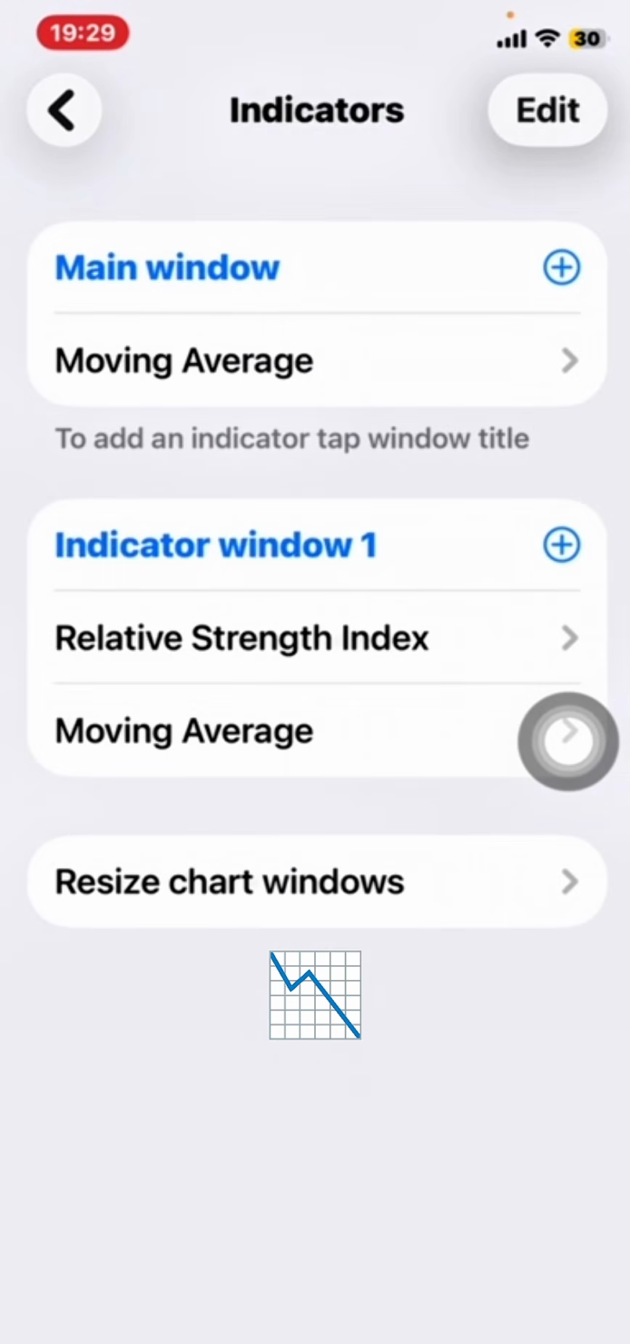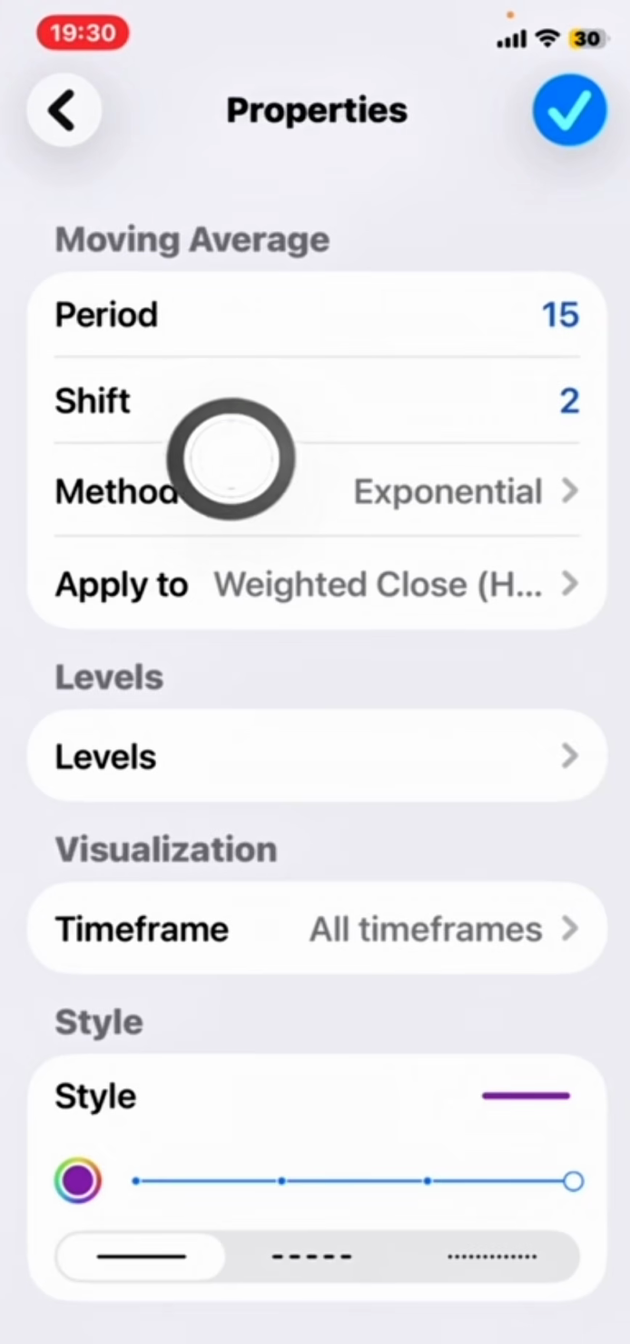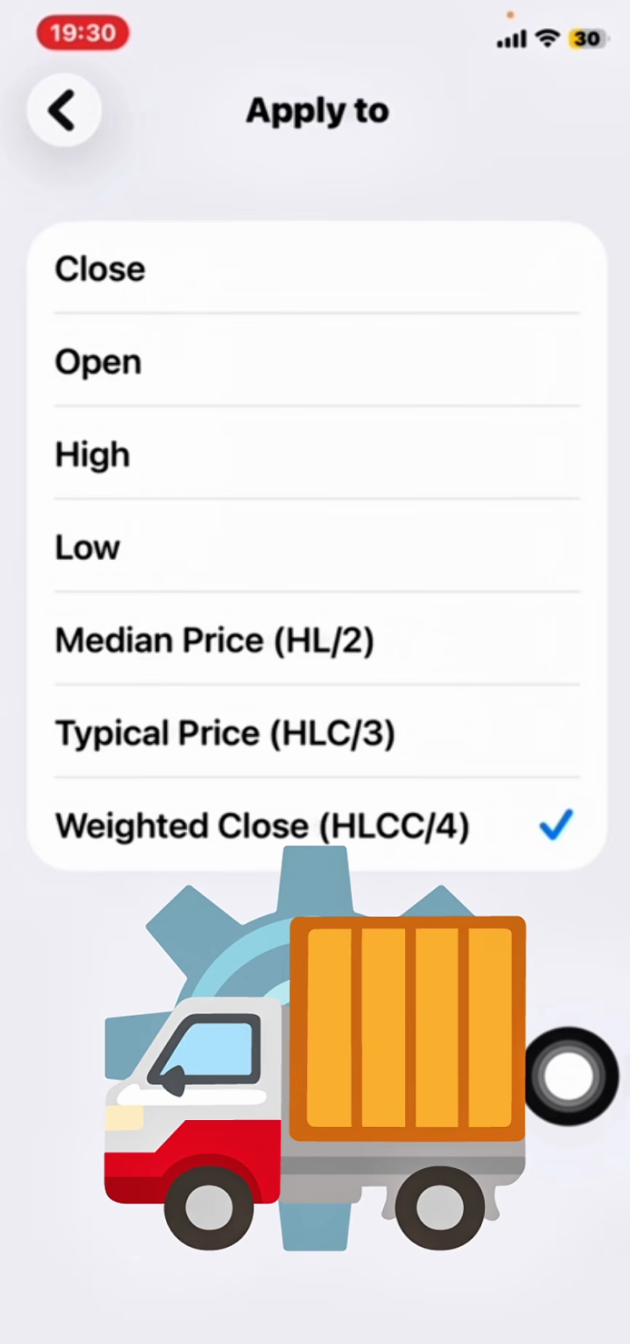So for the settings, on the main chart, we have what we call the moving average, period 15, shift 2, method exponential, applied to weighted close. Yes, it's weighted close, hence HLCC/4. That's the setting I have for all my moving averages.